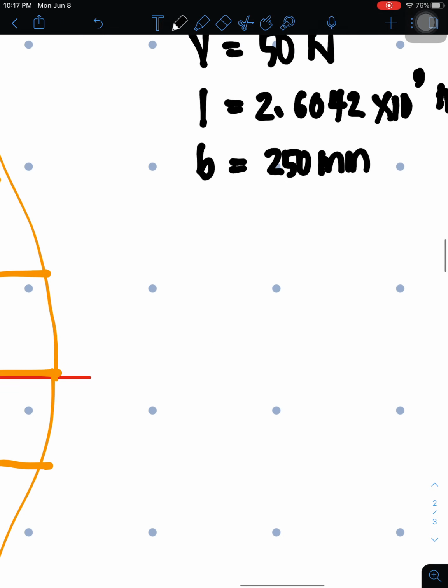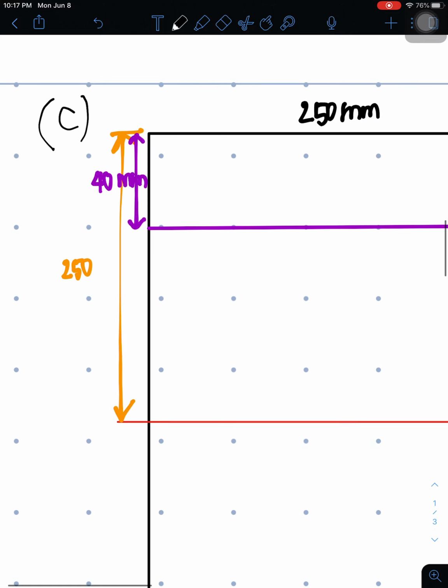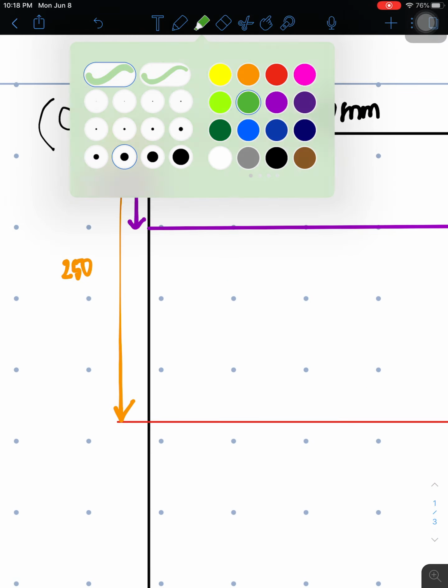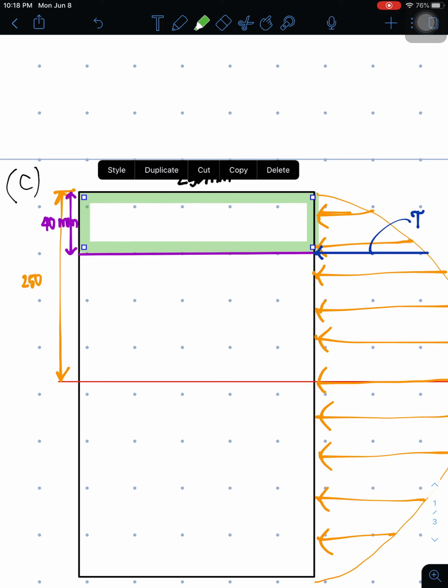Next, let's solve for the Q. Q is no longer the same because our area now changed. So, na-change ang atong area. So, mao ni ang atong area nga atong i-consider. Let's draw, atong i-highlight ang area. So this is the area that we will be solving.